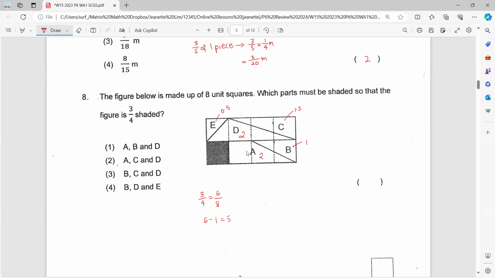Now you just need to add up. You see all the options, 3 parts, right? Add up 3 parts that will give us 5. So which 3 will give us 5? A, D, and B. 2 plus 2 plus 1. Answer 1.